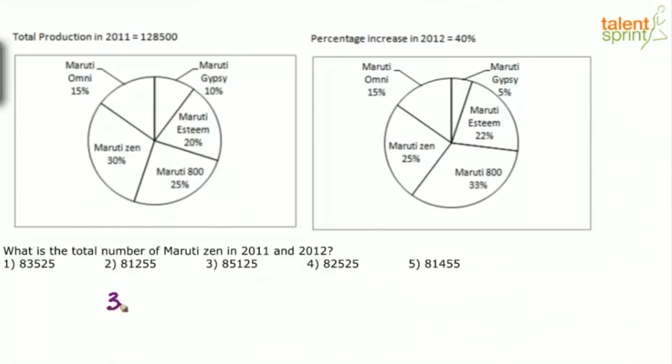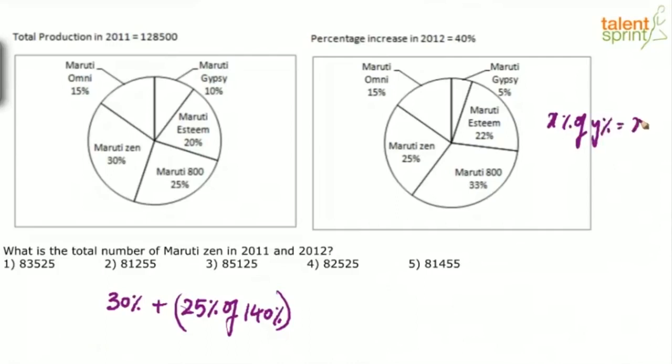So he'll say in the first year it is 30% plus in the second year it is 25% of 140%. Now here comes this concept of percentage, right? X percent of Y percent. We have discussed this in our videos. How do you calculate X percent of Y percent? It is XY by 100%.